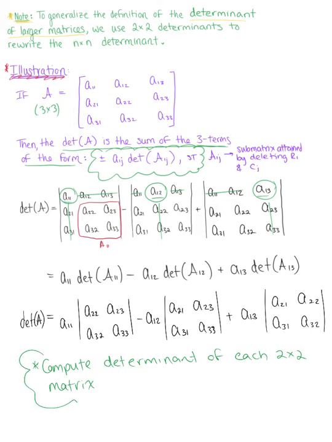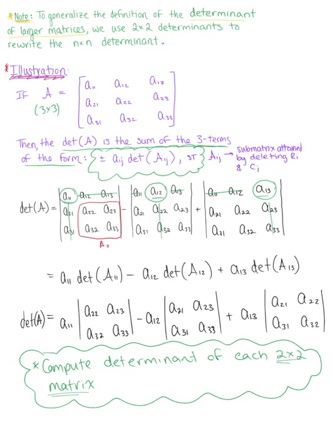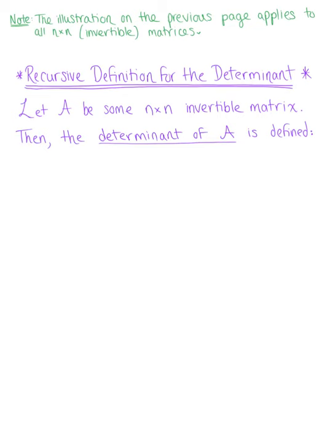And that's the whole goal with our higher dimension: finding the determinant of an n by n matrix where n is greater than or equal to 2. We're always trying to reduce it down to that known 2 by 2 matrix. So quickly summarizing our observations here, our recursive definition for the determinant of a higher dimension matrix.